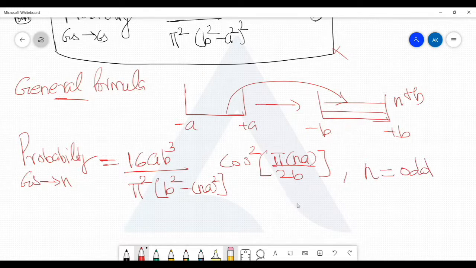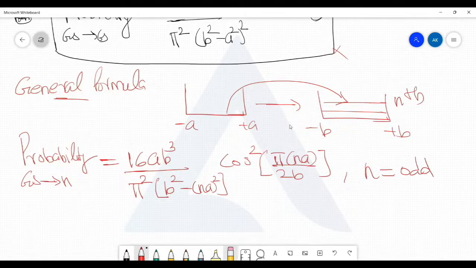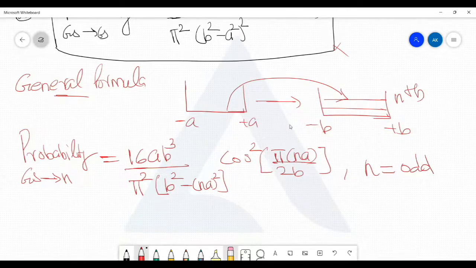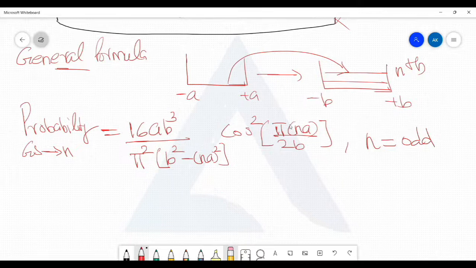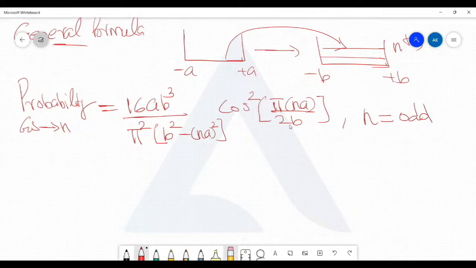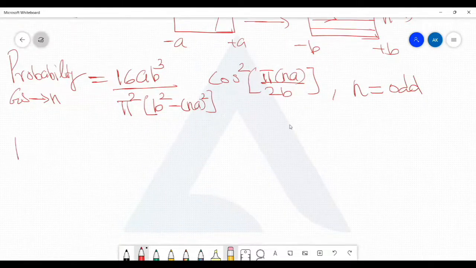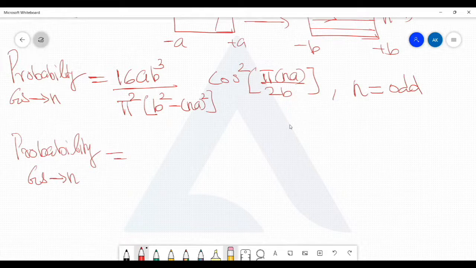Can you predict what would be if n is even? Of course, it will be 0. Let me give you the explanation. Let me give you the formula first. Probability from ground state to nth state is equal to 0 when n is even. Why is that?